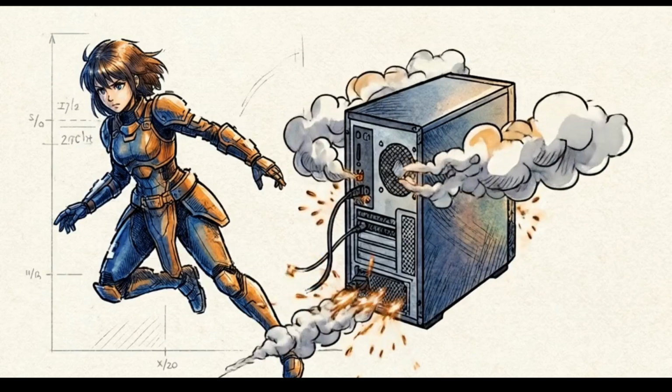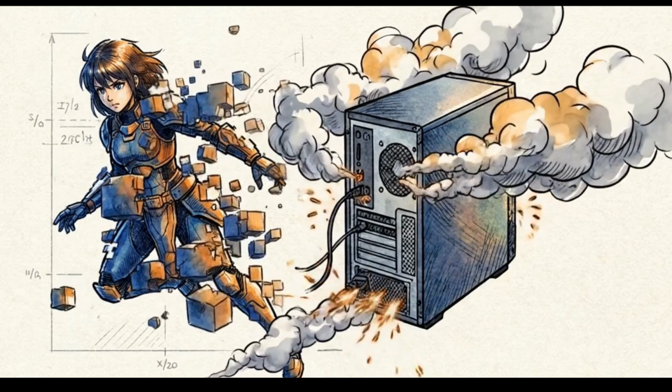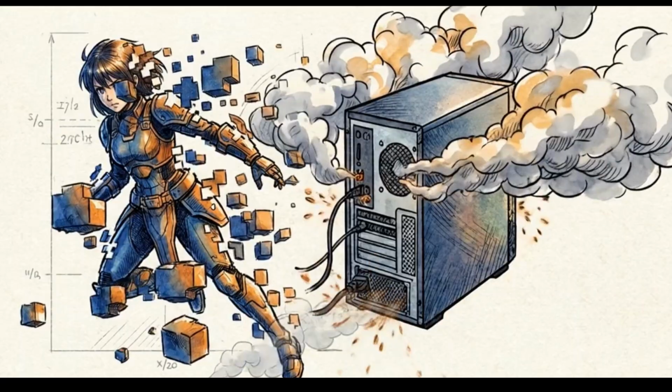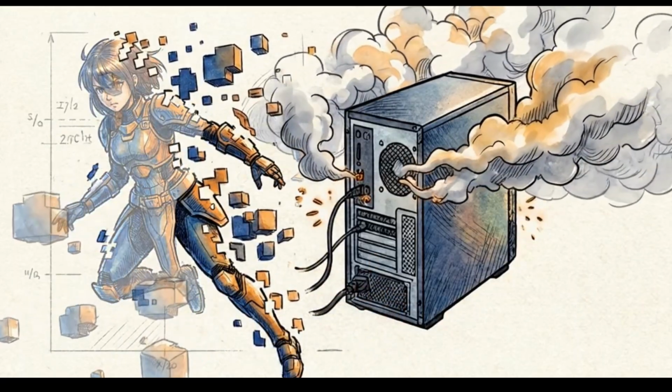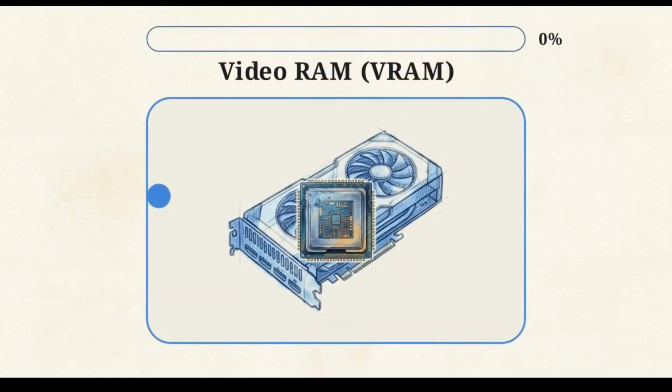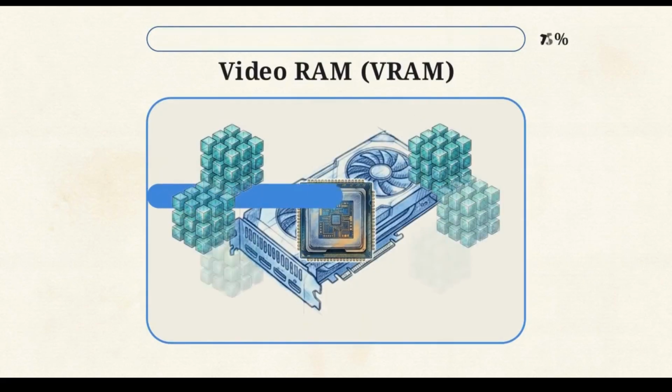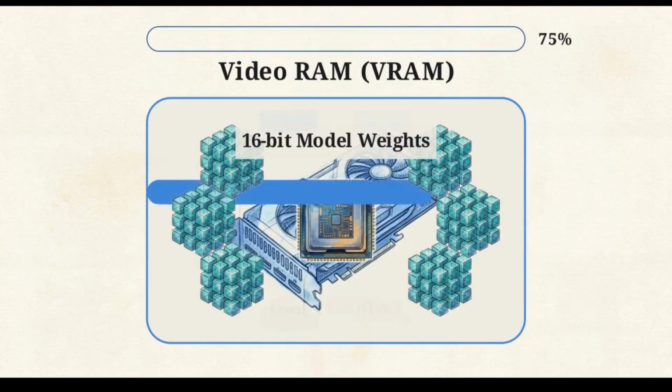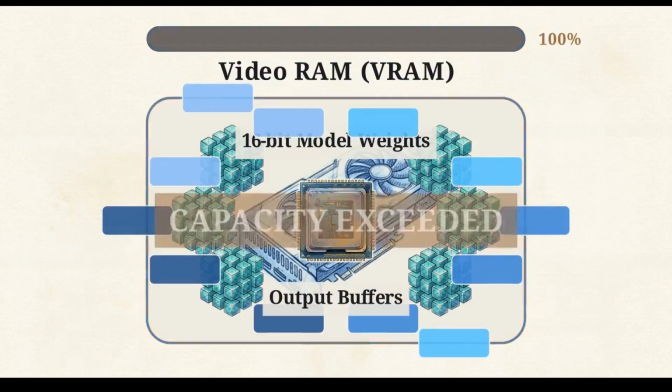You're pushing your local rig to render that perfect, highly detailed asset, and suddenly, your GPU taps out. The culprit is almost always video memory. Generative diffusion models immediately swallow up your VRAM to load massive model weights and output buffers.